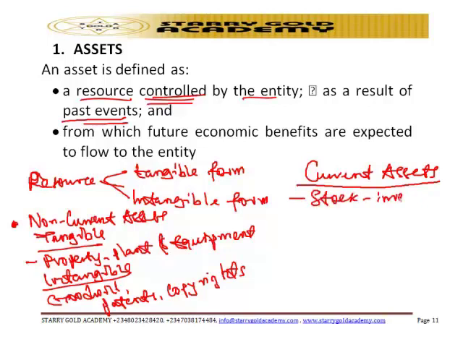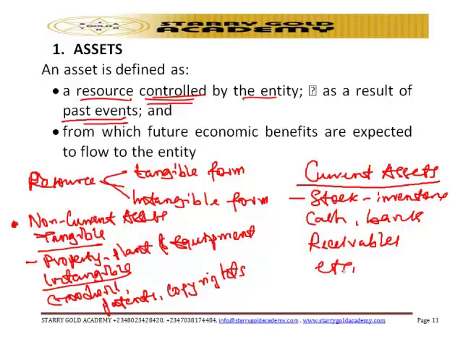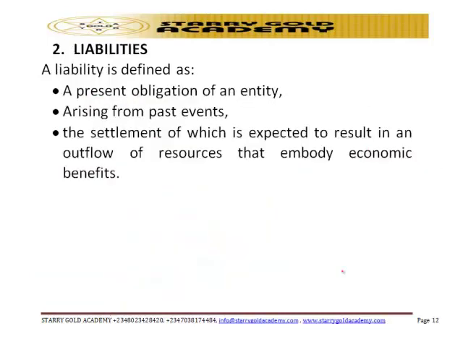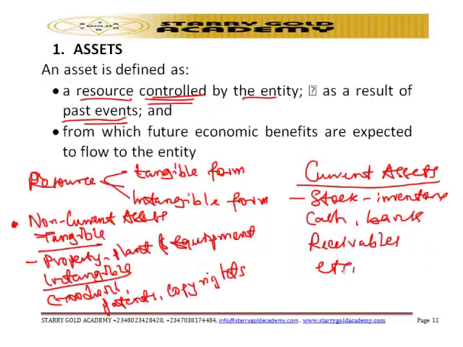inventory. We have balance in cash in hand, which is cash at bank. We also have receivables, which are sometimes known as debtors, and etc. So this is what asset entails. I've taken my time to categorize asset. Now let's move to the second element of the financial statement.